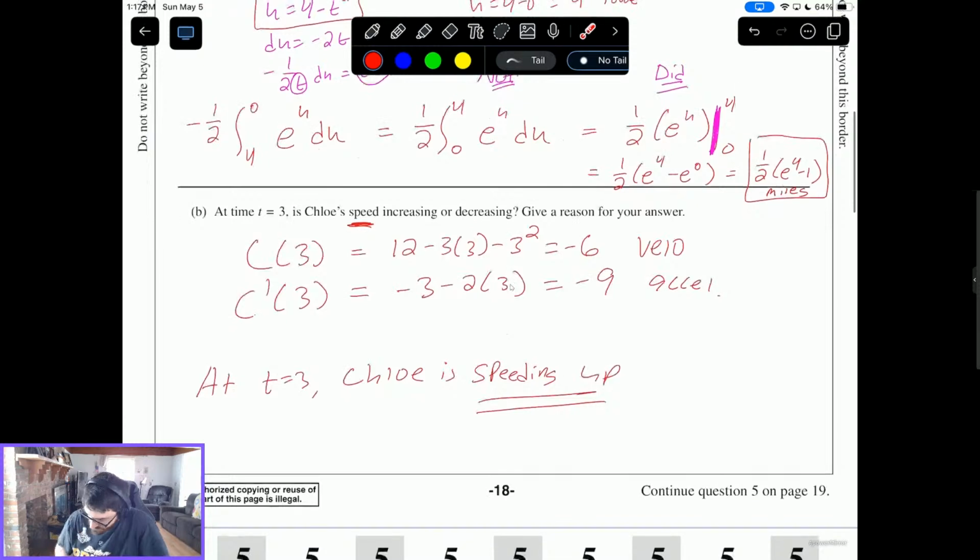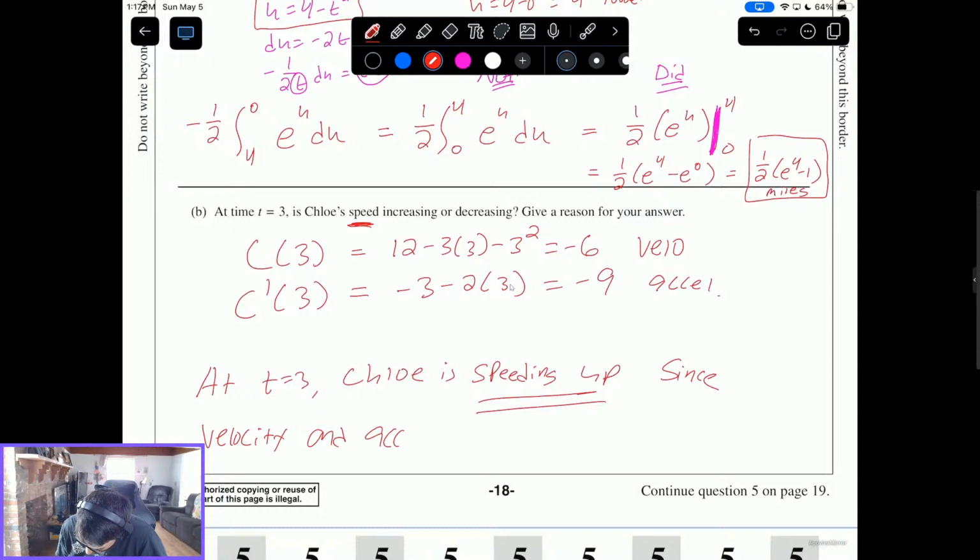The answer is Chloe is speeding up, or her speed is increasing, since velocity and acceleration are both negative at t equals 3. Done.